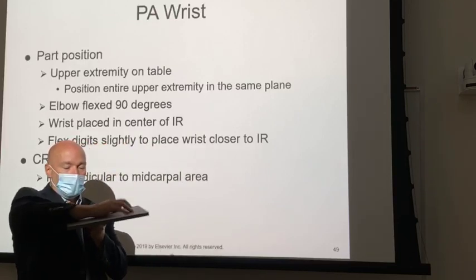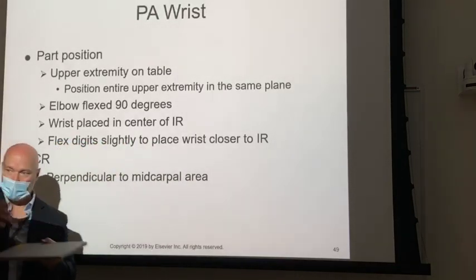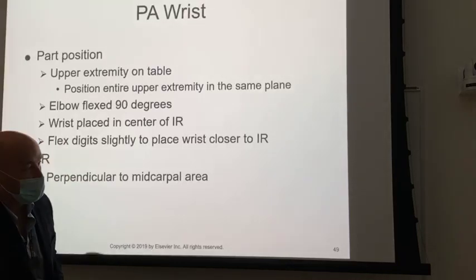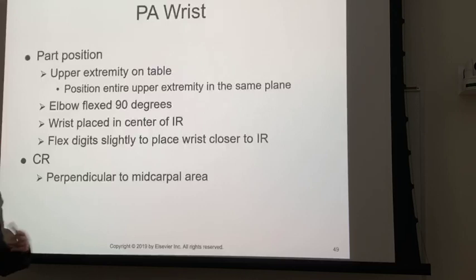So just tell the patient, I want you to ball your fingers up a little bit, just bend your fingers, and watch for when you've got no gap between the wrist bones, or the anterior portion of the wrist, and the image receptor. So bend the fingers, all right? And the central ray is going to be perpendicular to the mid-carpal area, right in the middle of the anatomy.